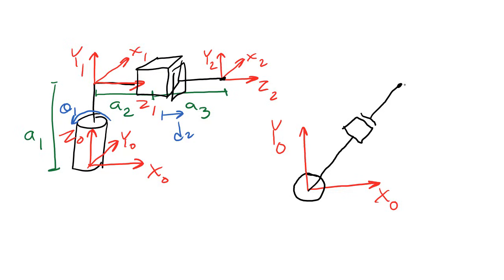Now I'm going to draw in the link lengths and the joint variables into this top-down view. In this top-down view, this angle here is theta 1. And D2 is over here. This distance is the link length A2. And this link here is A3.